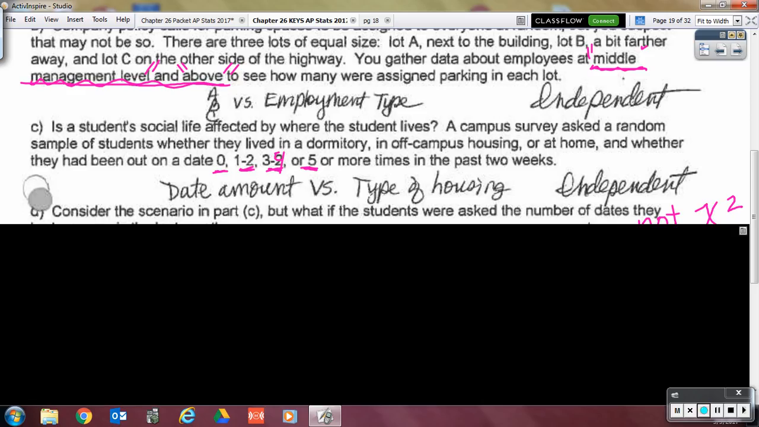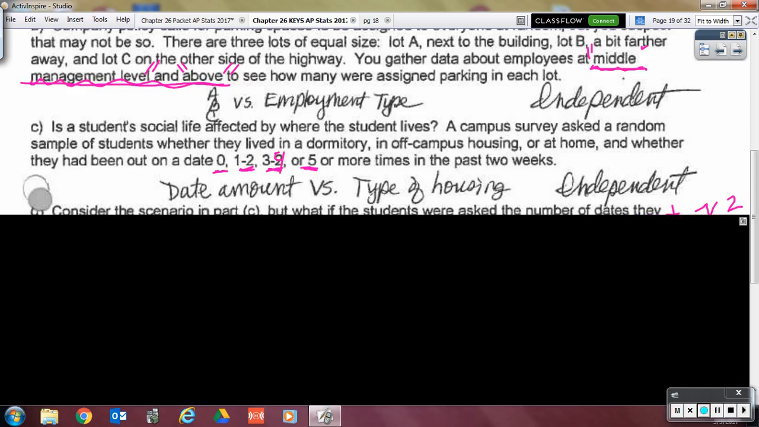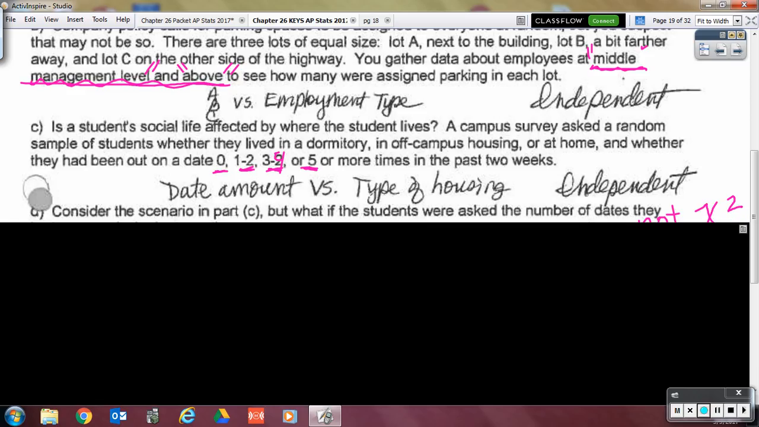Consider the scenario in part C, but what if the students were asked the number of times that they went on a date? The number of times. So instead of a student telling me the 0, 1 to 2, 3 to 4, 5+, they just said, how many times did you go on in a week? How many times did you go? What was going to happen? What would we end up doing with those numbers?